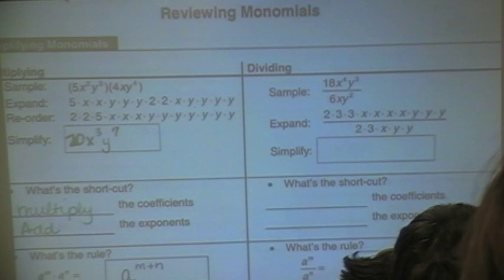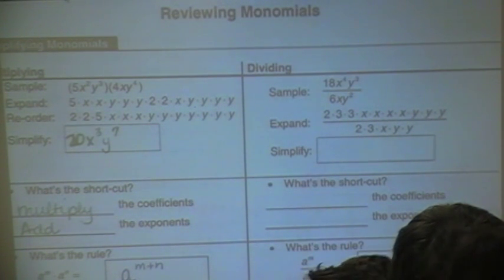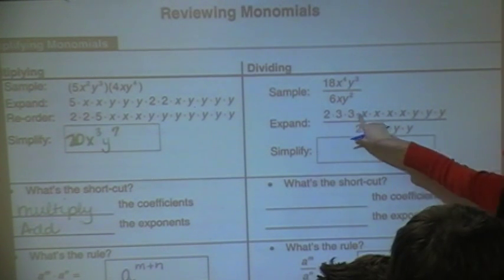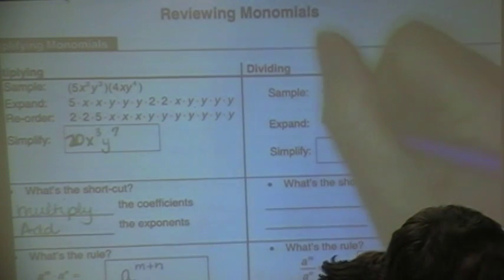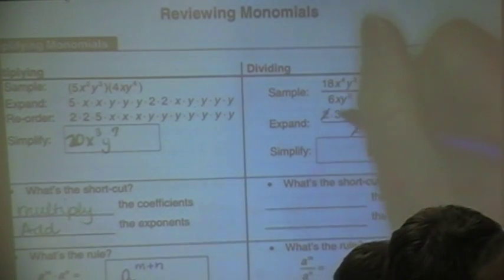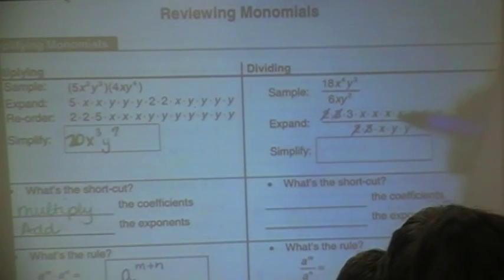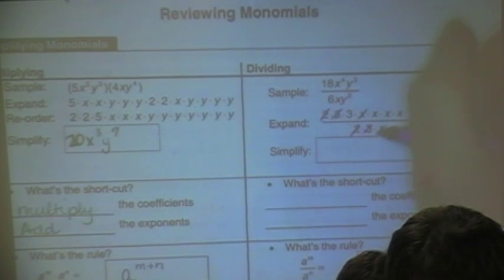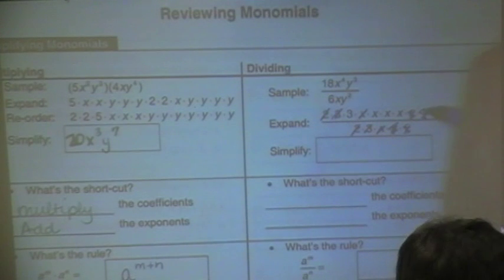Now here's why they do this, and here's why it's helpful with division. Any number over itself is what? 1. And any number times 1 is itself. So when you have 1's in a multiplication problem, like these are all multiplication problems, you can just cross through them, right? So 2 over 2, that's gone now. And 3 over 3 is not really gone, it's 1, but it's the same thing. And then I have an x over an x, and get rid of that. And then I can get rid of some y's.